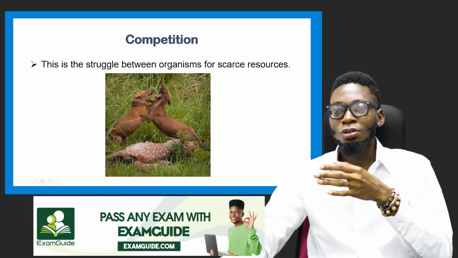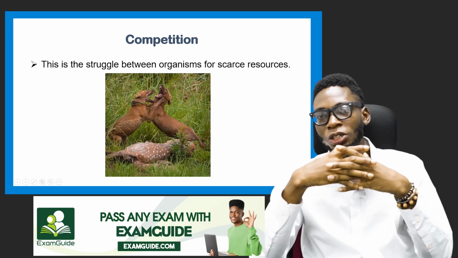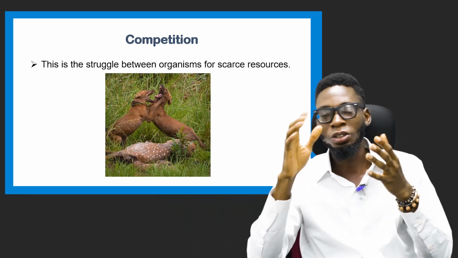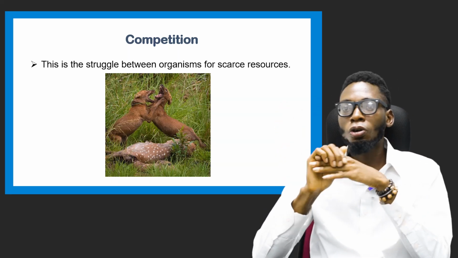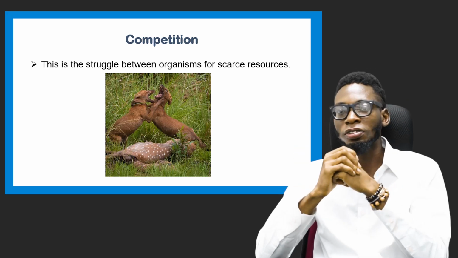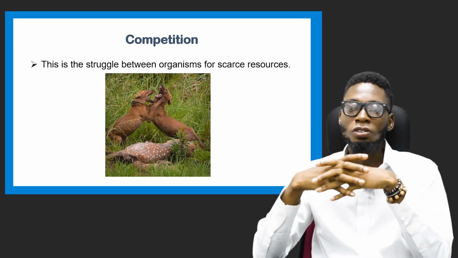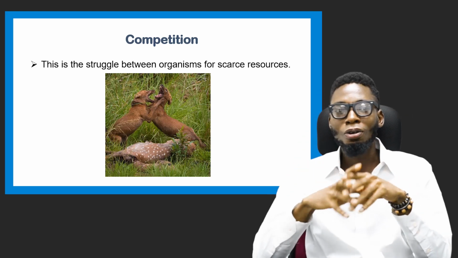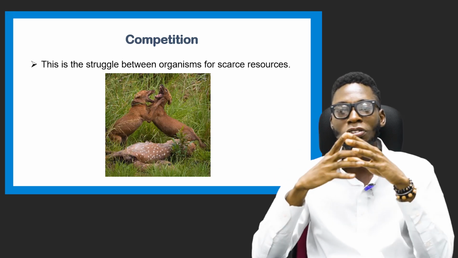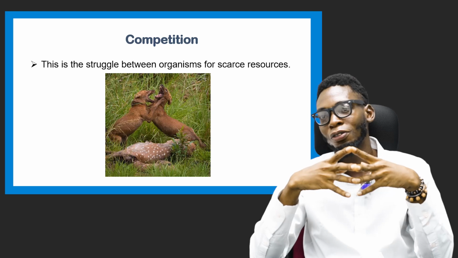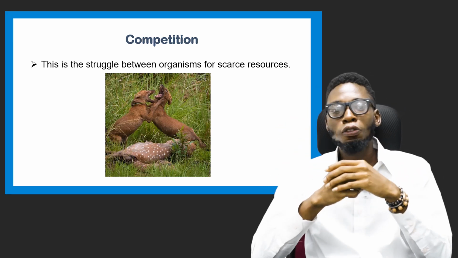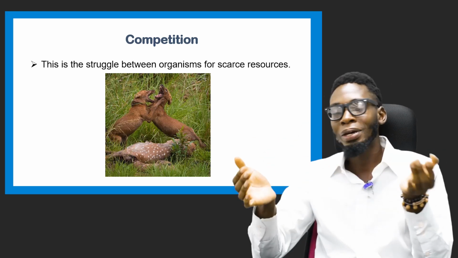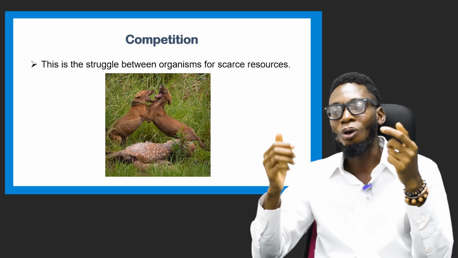All right, let's go to the next characteristic, and that is competition. We are now getting to the CALL, C-A-L-L, the C for competition. Now, competition is the struggle between organisms for scarce resources. Why would organisms struggle? Because resources that are important to them, resources around them, are not enough. For example, organisms struggle for food because the food is not in abundance. They struggle for space because there's not enough space for all of them.